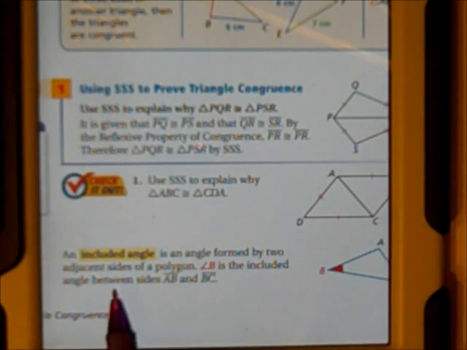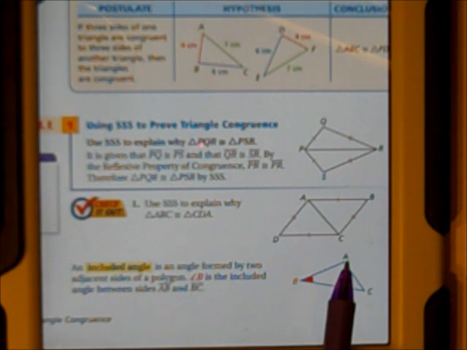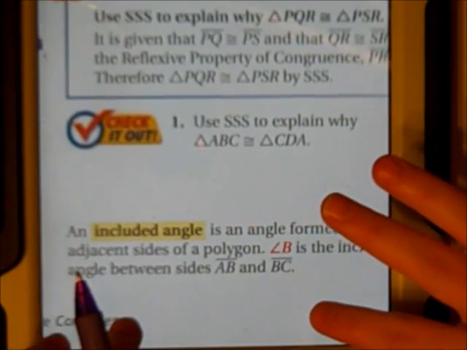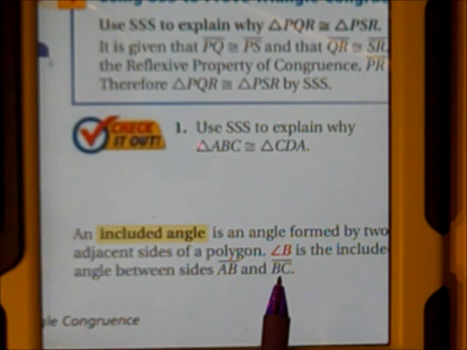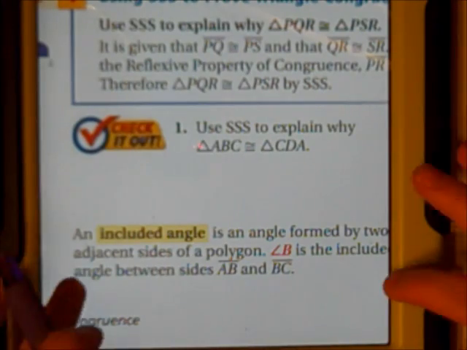Another vocabulary word from your grid is included angle. And it is the angle formed by 2 adjacent sides. So it is exactly what it says. It's the angle that's included in between the sides you're talking about. So if I'm talking about side AB and side BC, then angle B is the included angle. You can tell without even a picture what the included angle will be because it's the vertex that is shared by both sides. AB and BC, they share angle B, so that's obviously the included angle. Now it's easier if you have a picture, but it can be done without one.